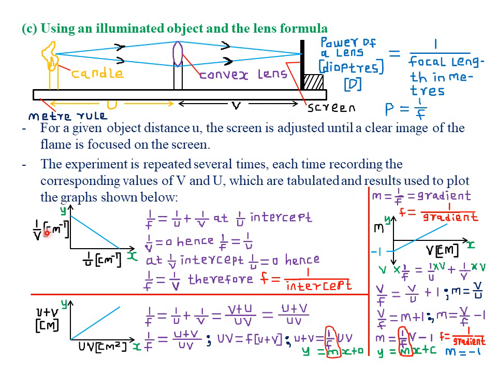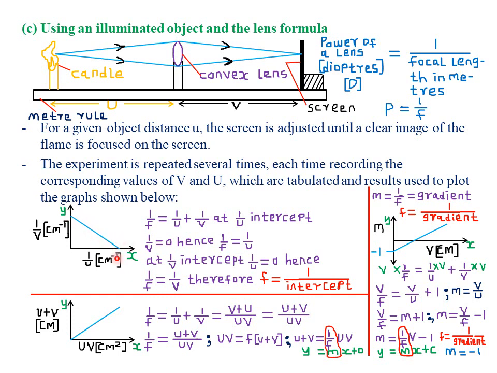below. So the first possible graph is a graph of the reciprocal of the image distance, of course in per centimeter, against the reciprocal of the object distance, also in per centimeter. So the expected graph, of course, is this particular straight line graph here.